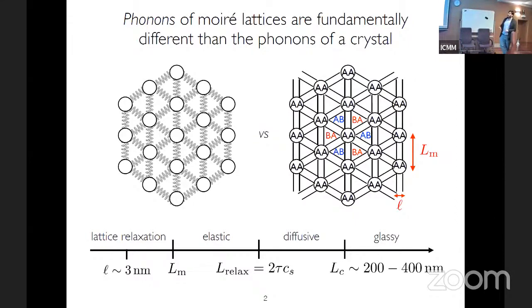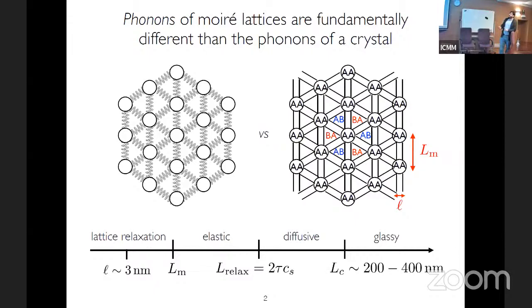So if I had to give a one-slide summary of the context of the talk, this would be this summary. I guess the take-home message is that phonons of moiré superlattices are very different as compared to phonons of a regular crystalline solid, which is a pretty general and safe statement to make. So let me explain what it really means.